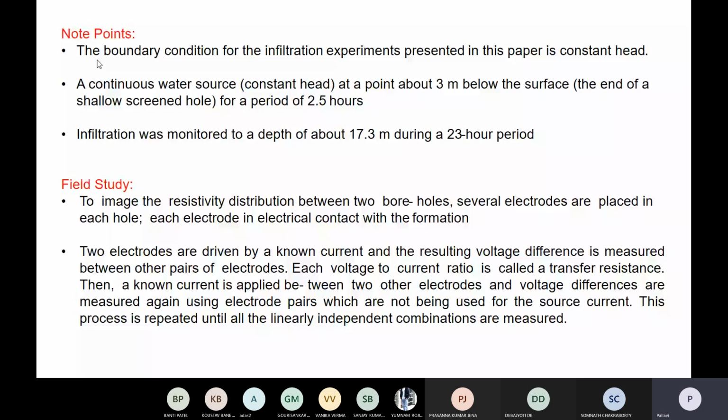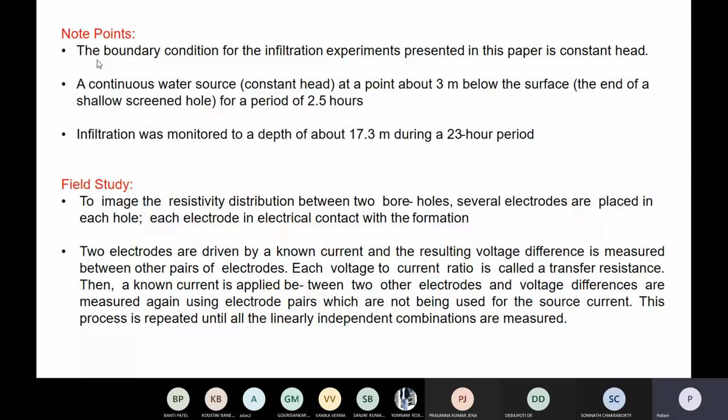So continuously they put water. Infiltration was monitored to a depth of 17.3 meters during a 23 hour period. This is also a similar kind of experiment. Earlier people used saline water, whereas in this case, because this is an unsaturated zone experiment, there is no need to use saline water. You can directly use water, because you are considering a high resistivity zone.